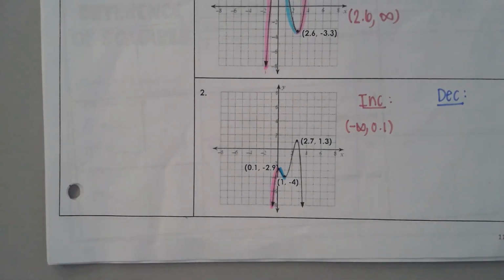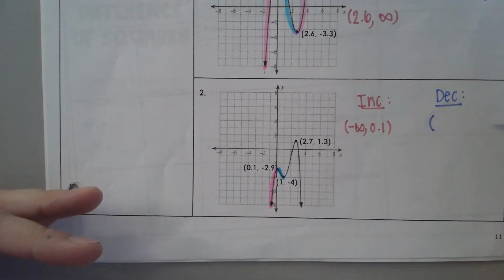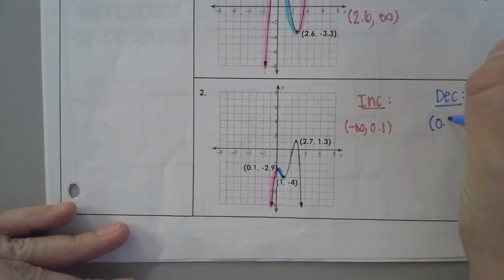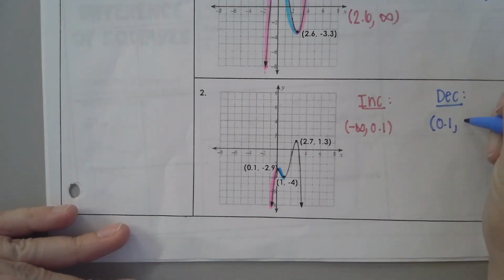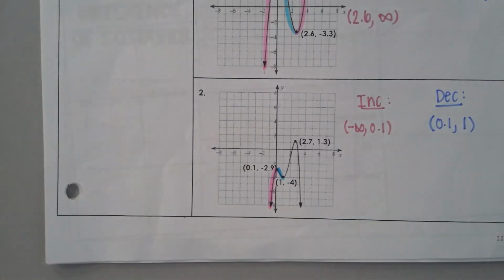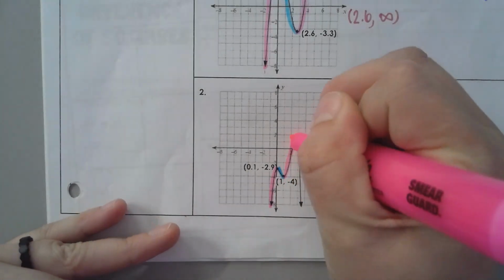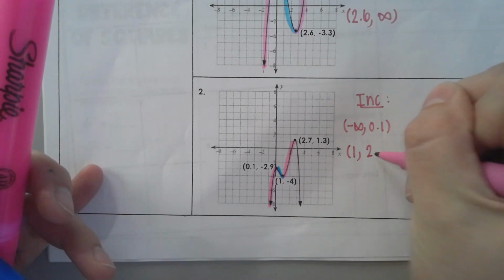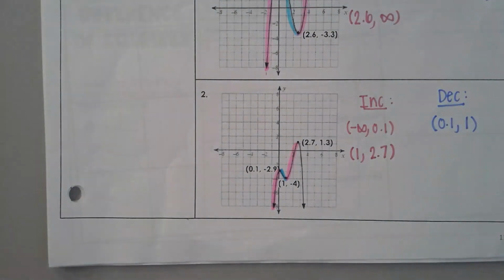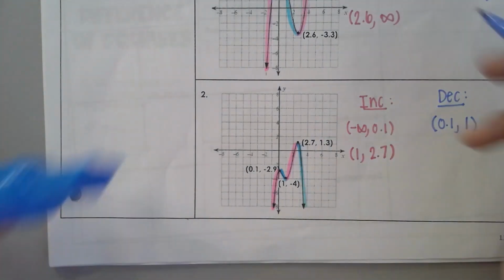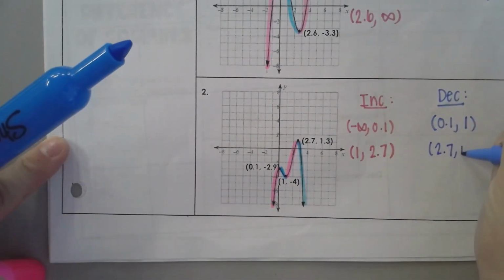So I'm up at the maximum, and then I go downhill just a little bit. That's decreasing. Where do I start decreasing? 0.1, and I stop at 1. The x value is 1. Then I increase from 1 to 2.7. And I decrease from 2.7 to positive infinity. Good.